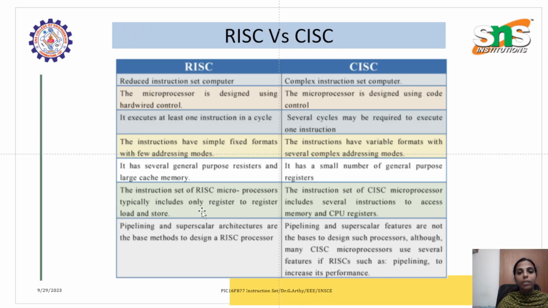Next, coming to RISC and CISC computing. As I said, PIC16F877 has only 35 instructions. It means that it has RISC architecture, that is, reduced instruction set computing architecture. It has hardware control. It executes one instruction in one cycle. That is, the speed will be very high. And the instructions are simple formats, and the number of addressing modes is also very few. These are a few points, or advantages and disadvantages, between RISC and CISC computing.